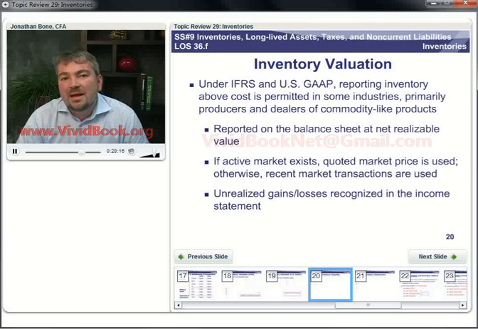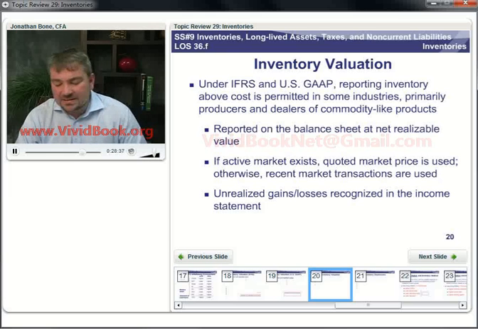Okay. So what it is, it's a bit like the treatment of a trading security that we talked about earlier. Essentially, you're marking your inventory to fair value. Any unrealized gain or loss that you make is taken to the income statement. So even though you haven't sold the ending inventory yet, the unrealized gain and loss as a result of marking to market hits your income statement.